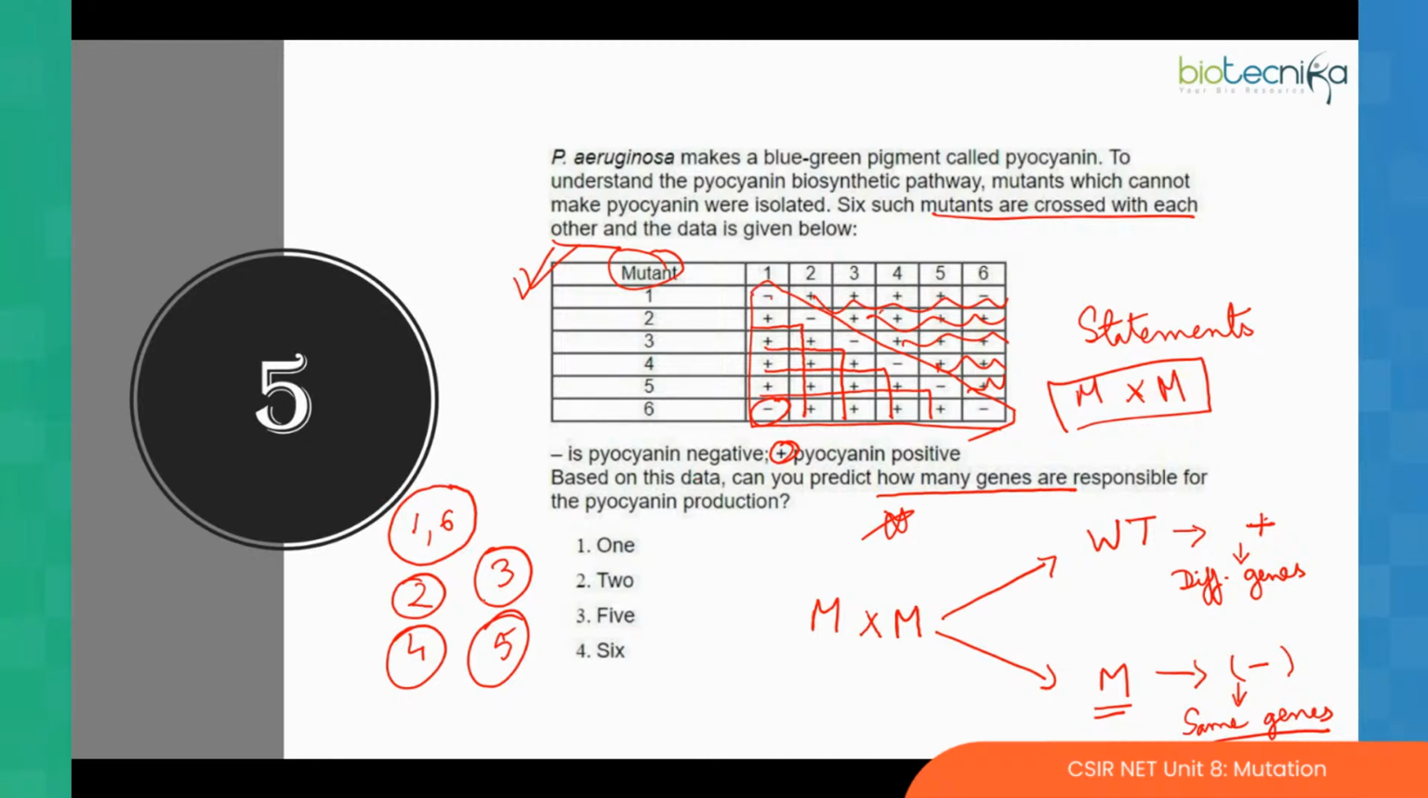So, how many genes are involved here? 1, 2, 3, 4, 5. So, even though we have considered 6 mutants, mutant 1 and mutant 6 have mutation in the same gene. So, for pigment production, there are 5 different genes involved. The answer will be option 3.